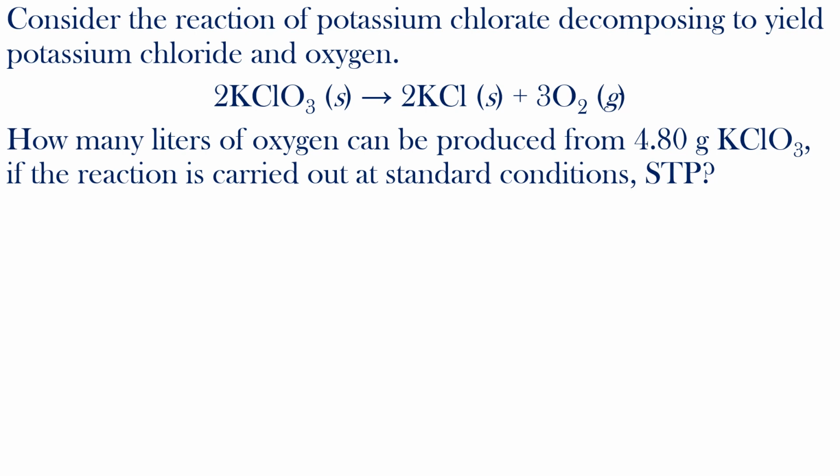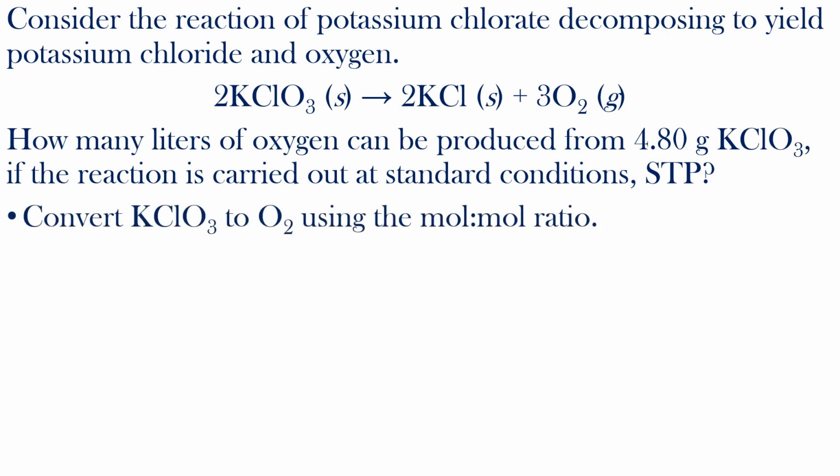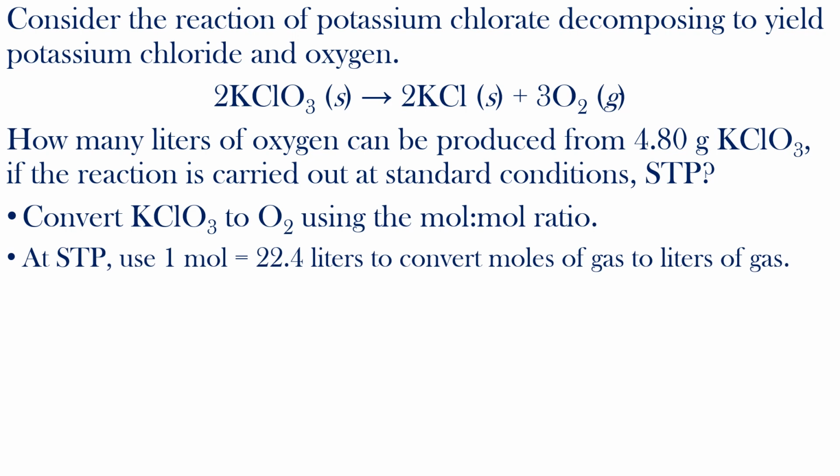The goal is to convert potassium chlorate to oxygen gas using the mole-to-mole ratio. Also, we are told that the reaction occurs at standard conditions, or STP. At STP, we can use 1 mole equals 22.4 liters to convert moles of gas to liters of gas.